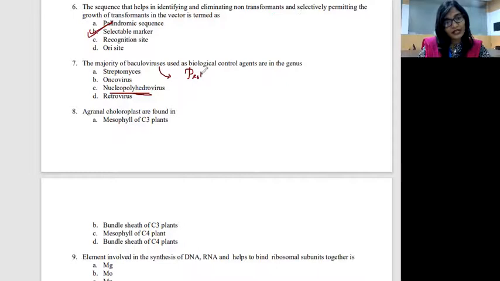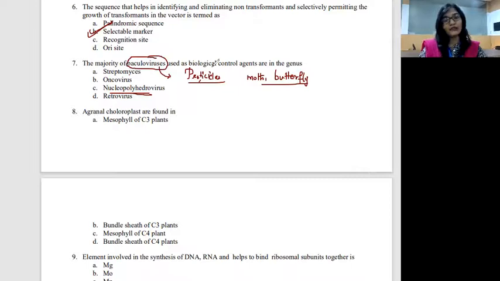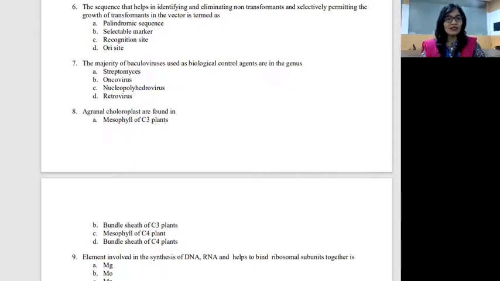In biotechnology applications, you might have studied, they're used as pesticides. Suppose in a crop there are a lot of moths and a lot of butterflies, they used to damage it. So what they do is introduce this baculovirus into the farmlands. Ultimately, the genetic material present in it will just kill the moths and the butterflies. So it's a nucleopolyhedrovirus.